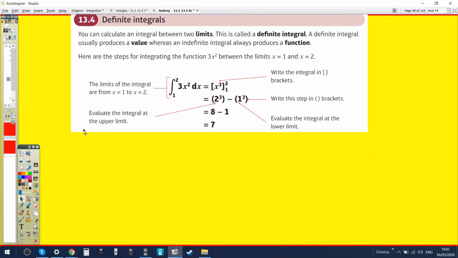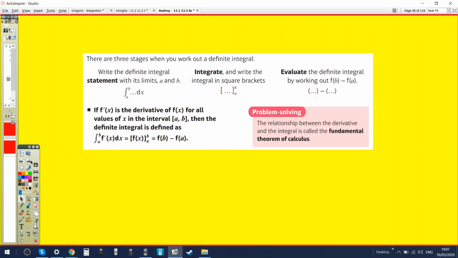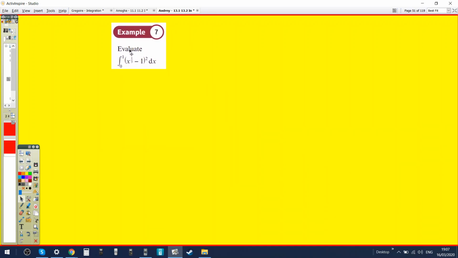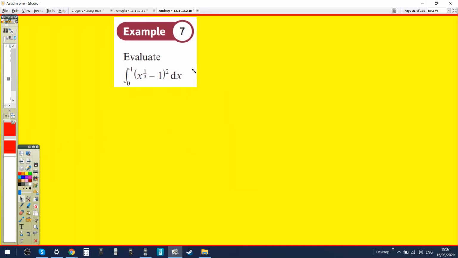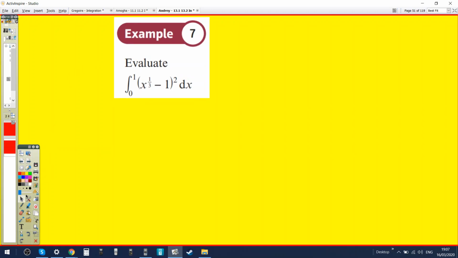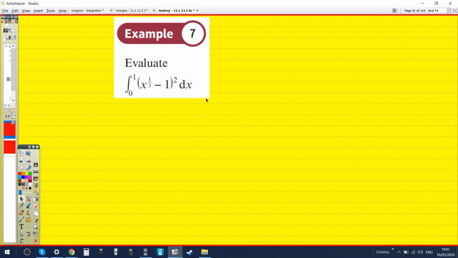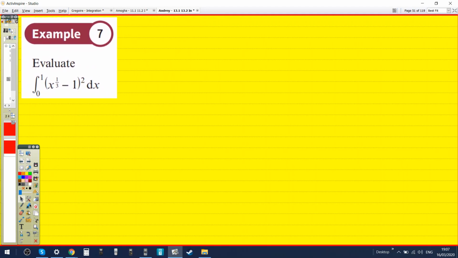Definite integrals. This is when you actually sub in numbers. Let's see how we do. How do you do here? Would I need to expand out the x to the third minus 1² thing? I think so.